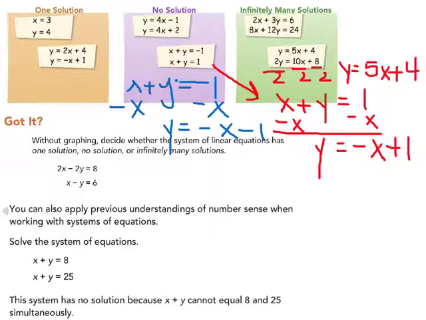And you can see that that's the same equation as what I have up top here, y equals 5x plus 4. So the slopes are the same, the y-intercepts are the same, so that means that they will always touch. One is on top of the other, so that means we will have infinitely many solutions.